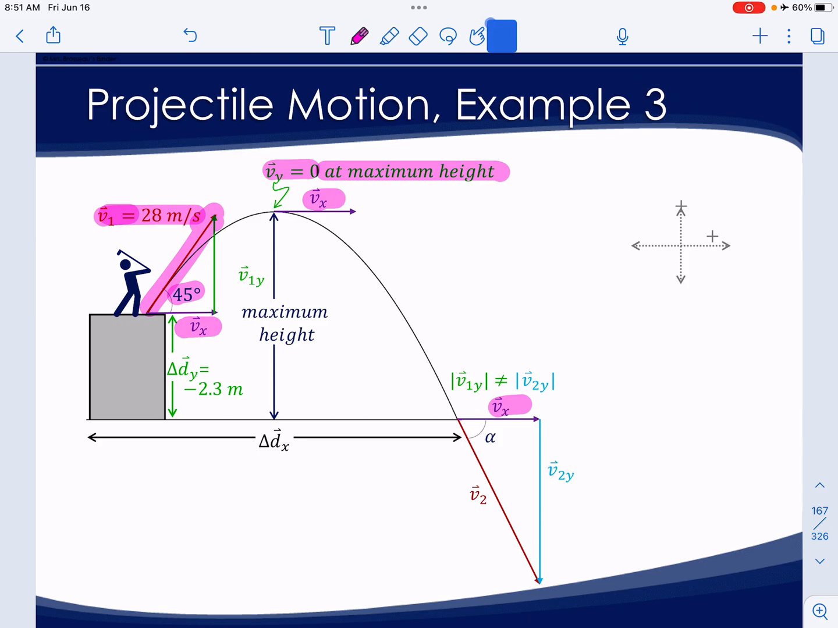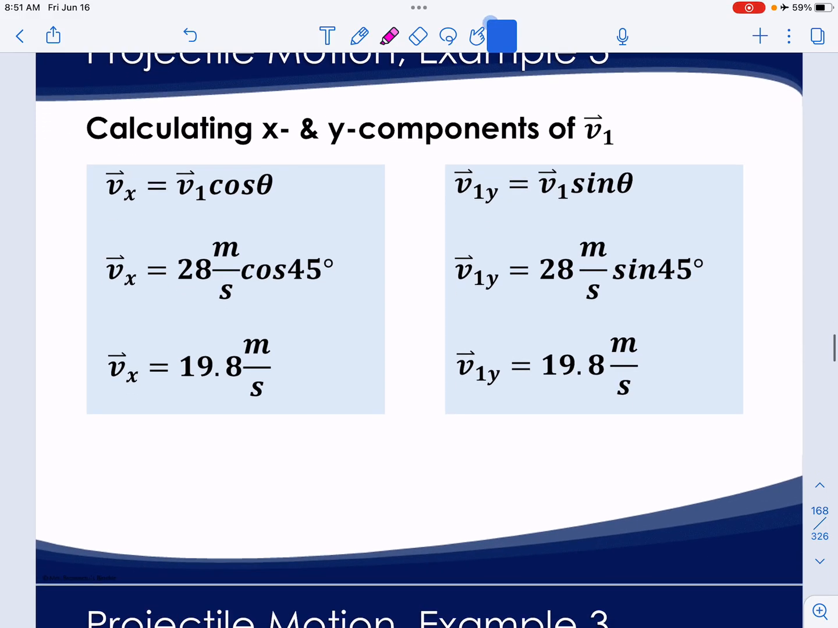This should only go to here, right? This is our range from here to here. Here's our delta D initial as negative 2.3. Okay, and I think that's basically all the labels.